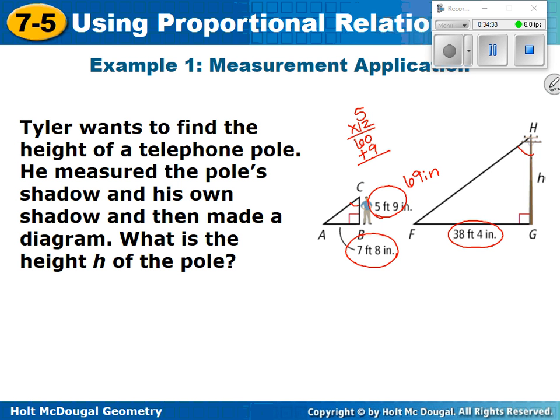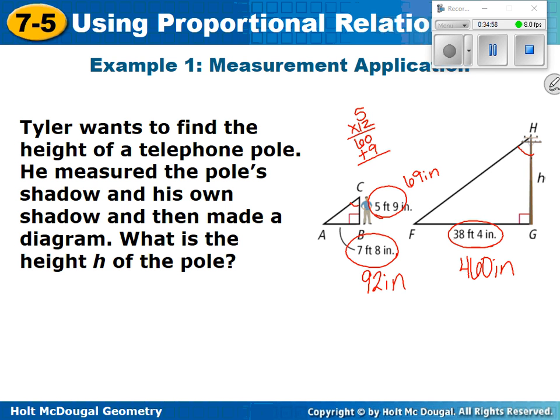Okay, here we go. What's 7 foot 8 inches? What did you get? 92 inches. Okay, and what was 38 feet 4 inches? 460 inches. Okay, everybody okay with that conversion? Okay, so now we want to write a proportion. This part should be getting pretty easy after we've done it several times in 7-4.